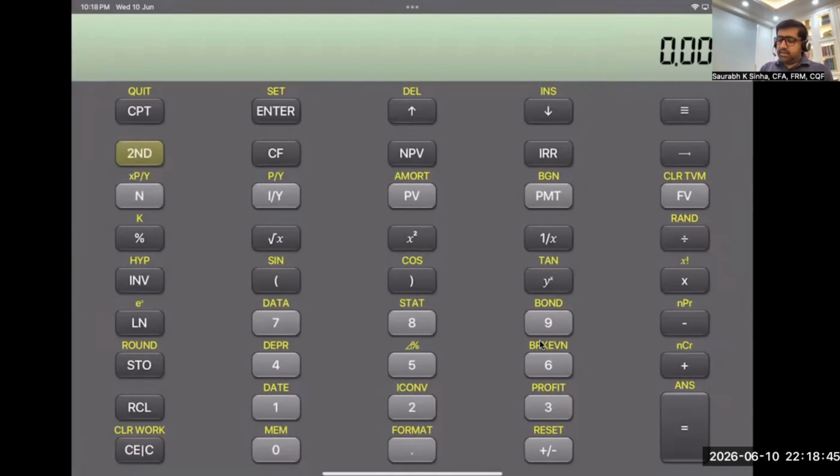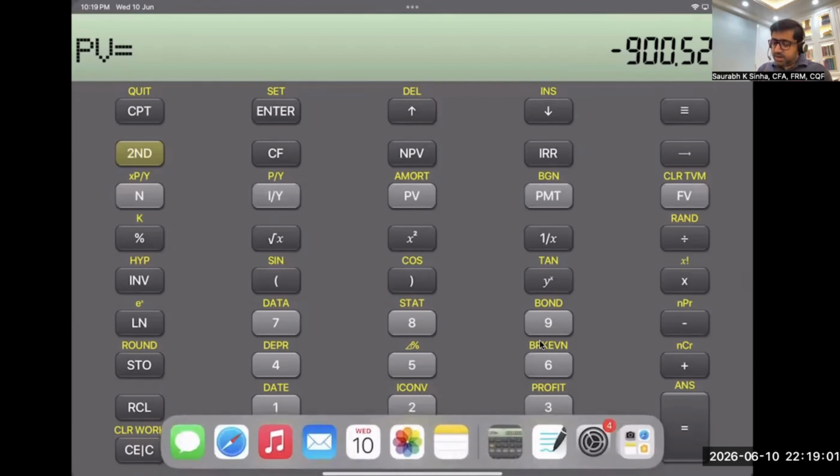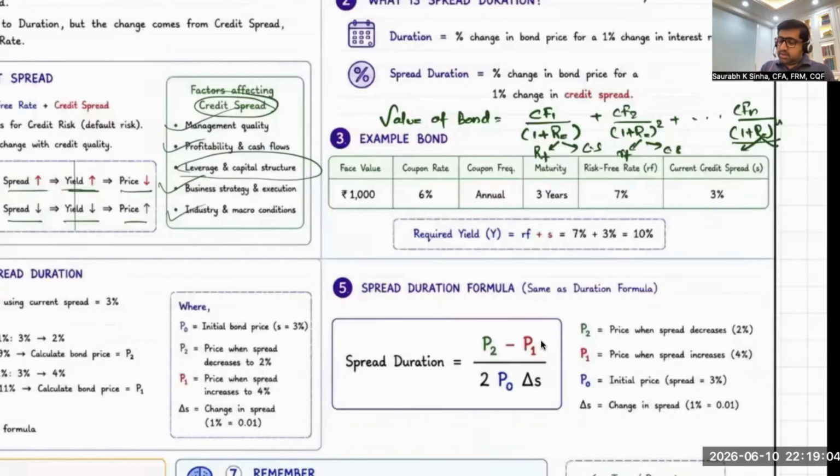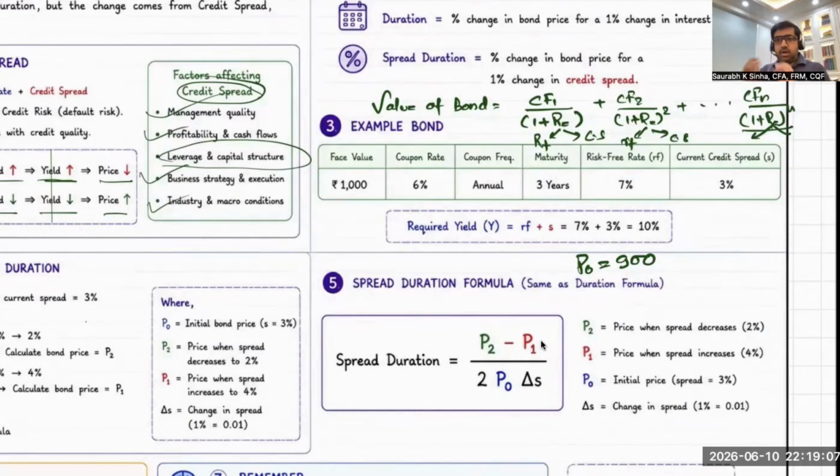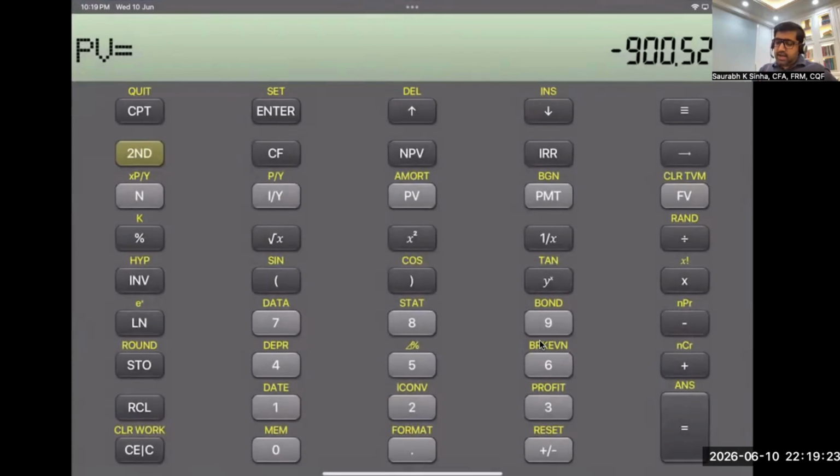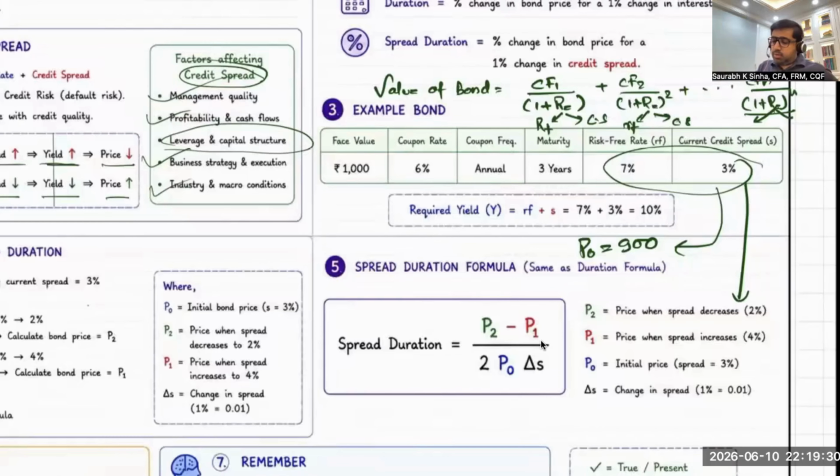Second clear work, second clear TVM, 1000 FV, PMT is 60, N is 3. I/Y is 7 plus 3, that is 10. Compute PV. This is my P naught, which is the initial price. So 900 is my initial price. So P naught is 900. Now I will give a shock because I have calculated this price at 10%, which means the credit spread is only 3%. Okay, let's decrease the credit spread to 2%. So the new I/Y is what? 9%. So I'll enter 9 I/Y, compute PV. I'll get 924.06.